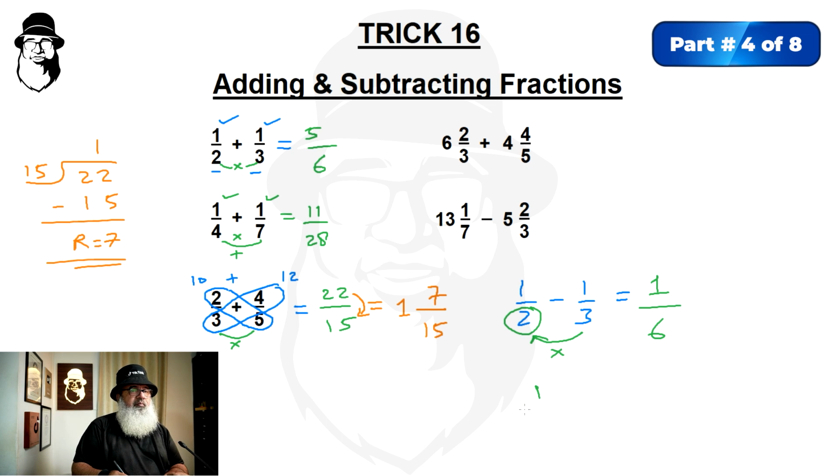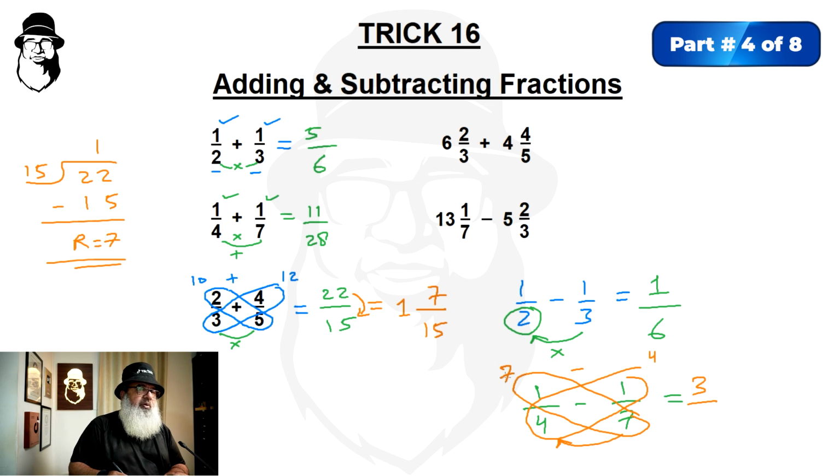Exactly the same here. 1 over 4 minus 1 over 7. We have to subtract, be careful here, we have to subtract this from this. So 7 minus 4 is 3. Or you can say this 7 minus this 4, right? Now they are in proper order. 7 minus 4 is 3 and for the denominator we always multiply. 4 times 7 is 28. 3 over 28 is our answer.